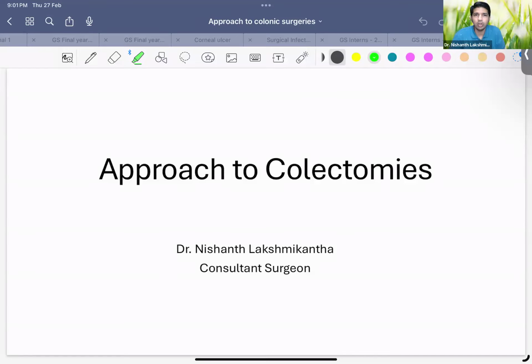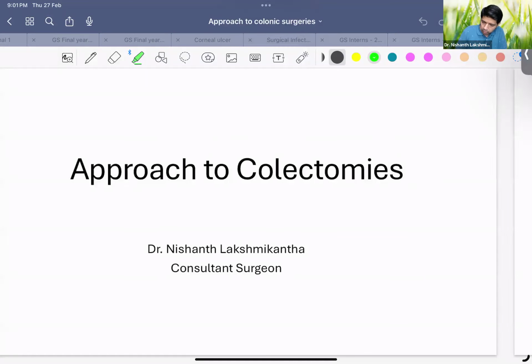So today's class is on approach to colectomies. Now, it's a very vast topic, a very wide topic, and can be very vague also. So, what we will do in this particular class is we will try and restrict ourselves to approach on colectomies predominantly for neoplasms rather than benign diseases or benign colectomies for the colon. And of course, we will be touching a lot of neoplastic topics such as colon cancer, rectal cancer, but we will not go into the depths or the nitty-gritties of colon and rectal cancers. But whatever is important from the surgical point of view, we will be covering that.